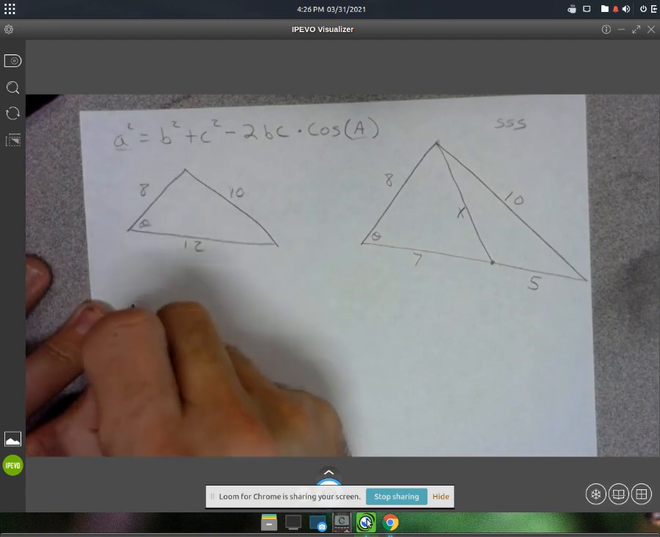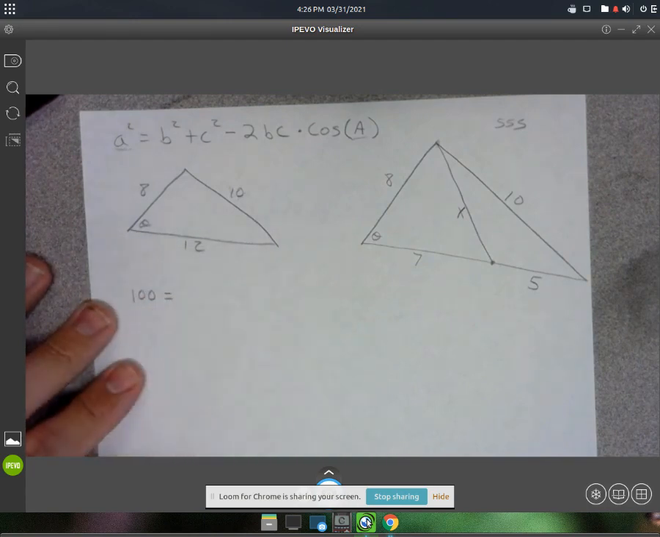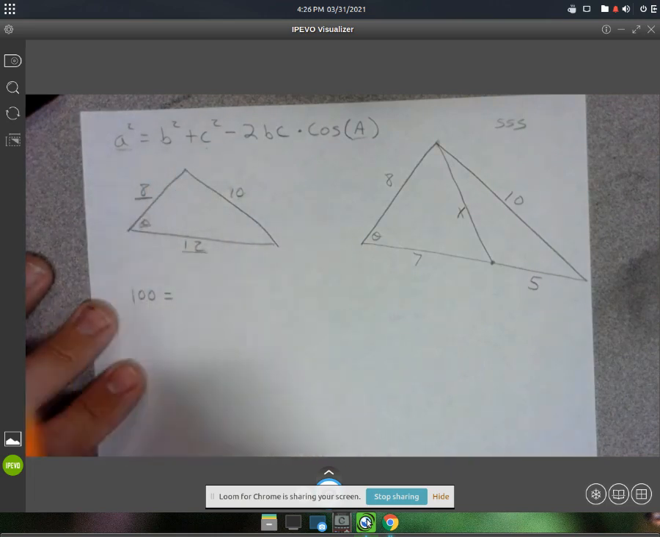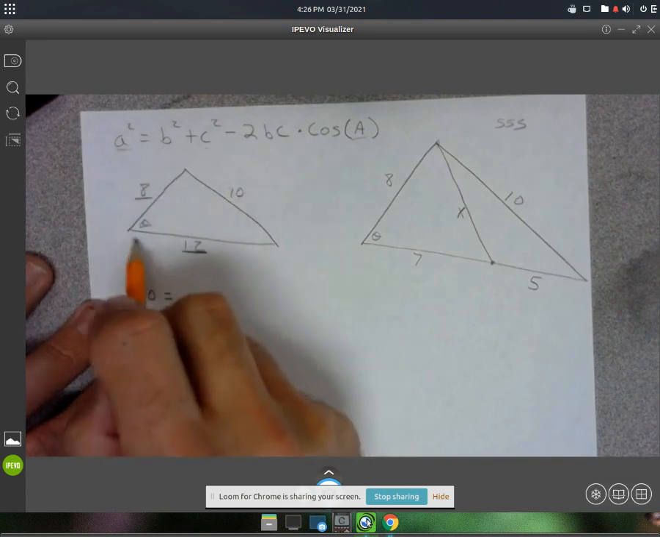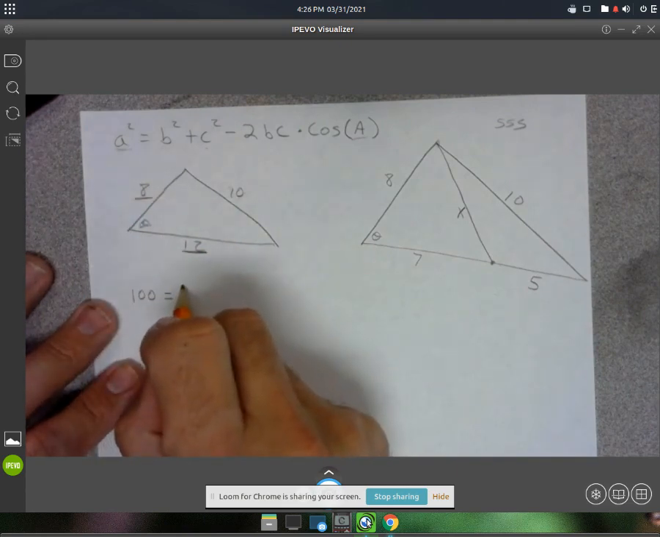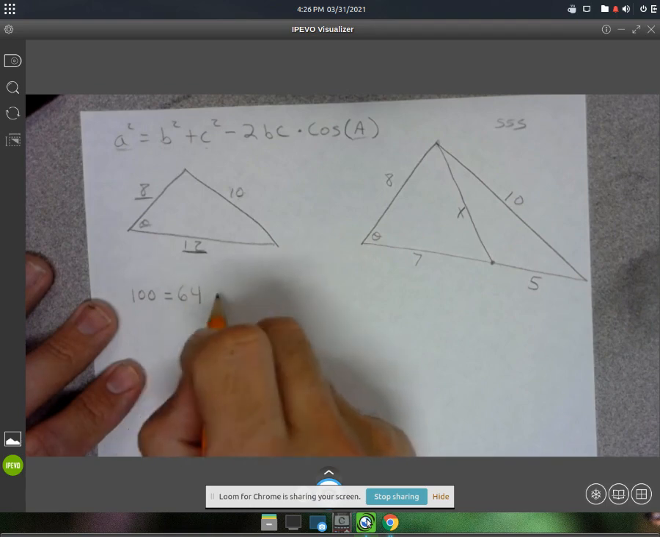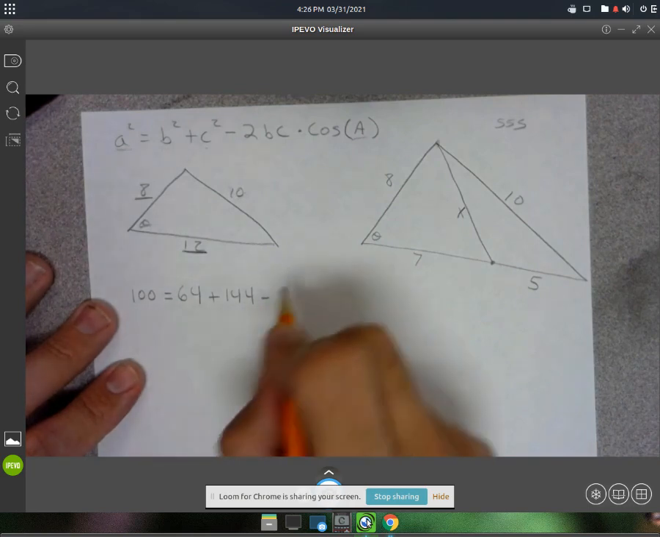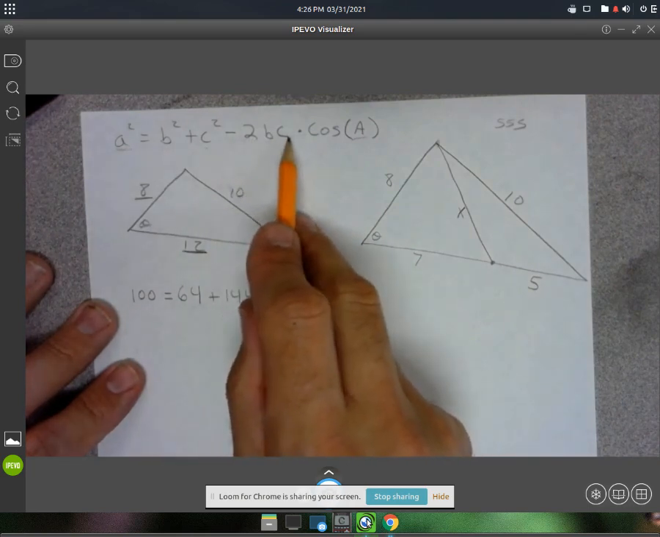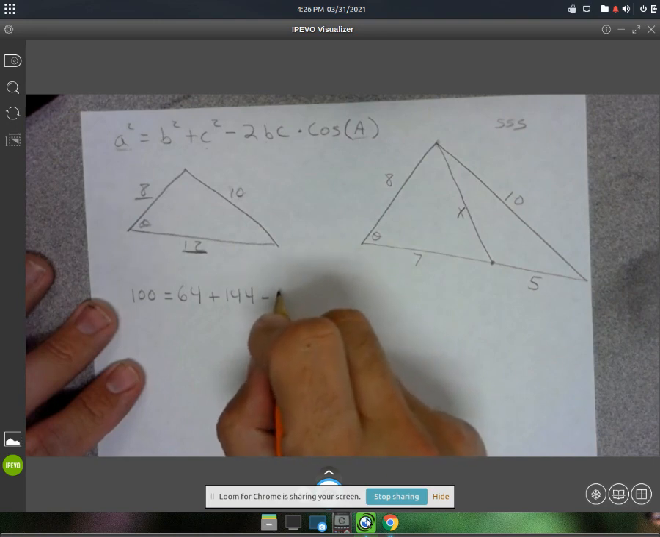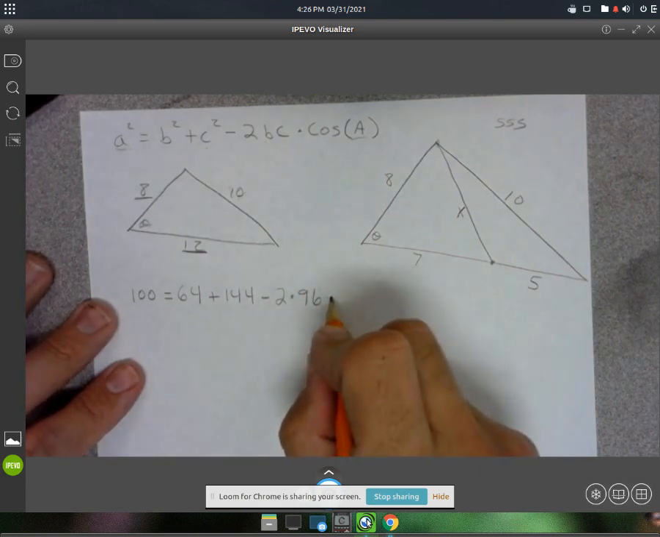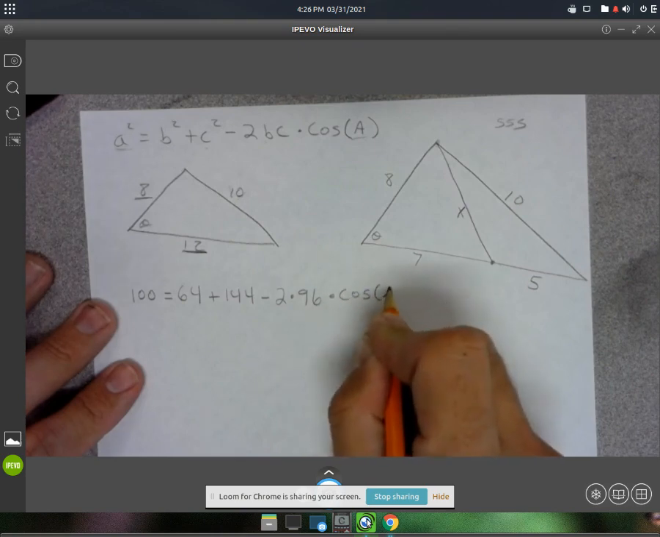So we've got 10 squared. 10 squared is 100. That's equal to, so B and C are going to be my sides that are around my included angle. So that's going to be 64 for 8 squared plus 144 for 12 squared, minus 2 times 8 times 12. 8 times 12 is 96, so 2 times 96, times the cosine of A.